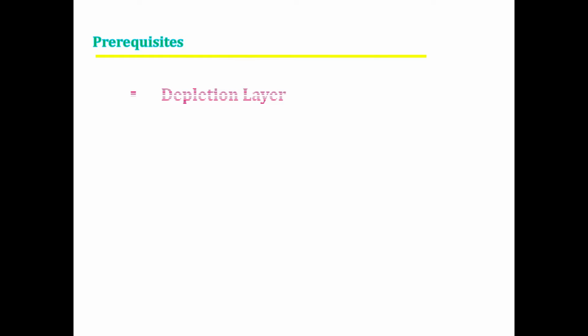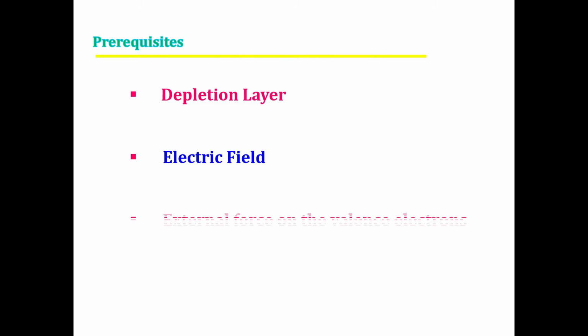To understand the working principle of the photodiode in detail, we will try to recollect some of the known basics that rightly fit in for this topic. First is the depletion layer, second is the electric field that is set inside the depletion layer, and third, what happens to the valence electrons when an external force is applied to it.